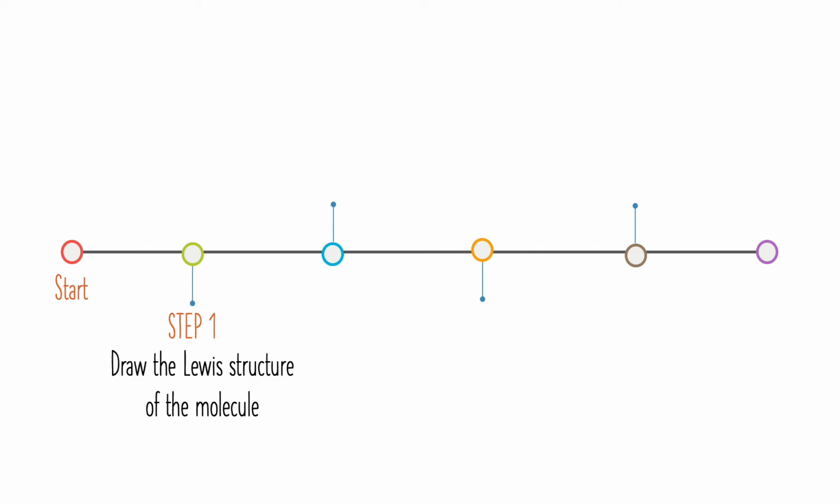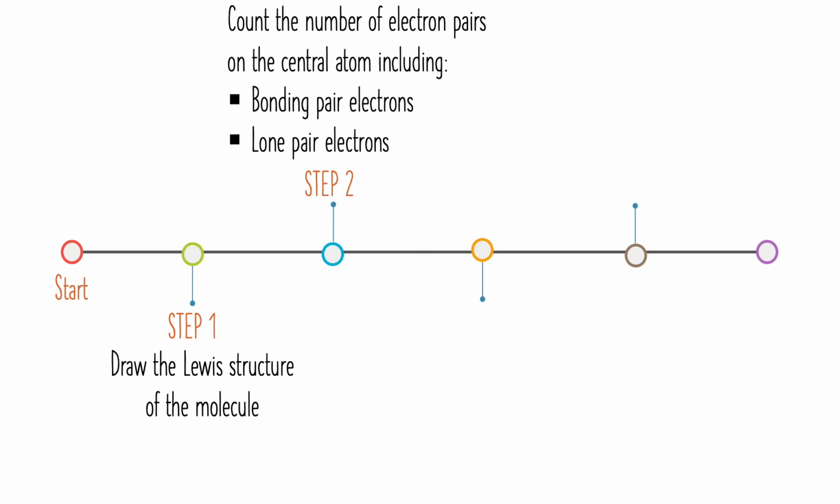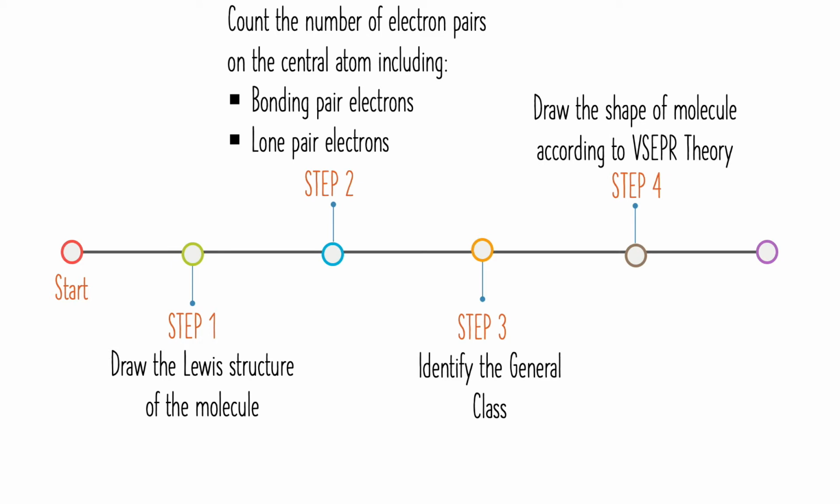The first step is to draw the Lewis structure of the molecule. Next, count the number of electron pairs on the central atom, including the number of bonding pair electrons and lone pair electrons. The third step is to identify the general class. And finally, draw the shape of the molecule according to the VSEPR theory.